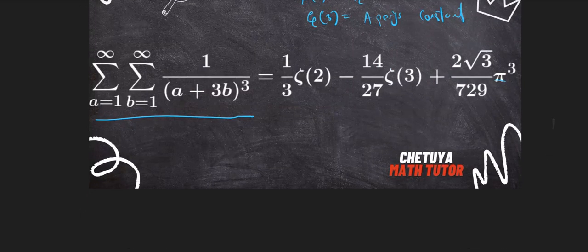Now to do that, let's quote the sum again. Let's forget about the final answer. The sum here in question is the sum as a runs from 1 to infinity of the sum as b runs from 1 up until infinity of 1 over (a plus 3b) to the third power. Now to evaluate this sum, we need to focus on this inner expression here.